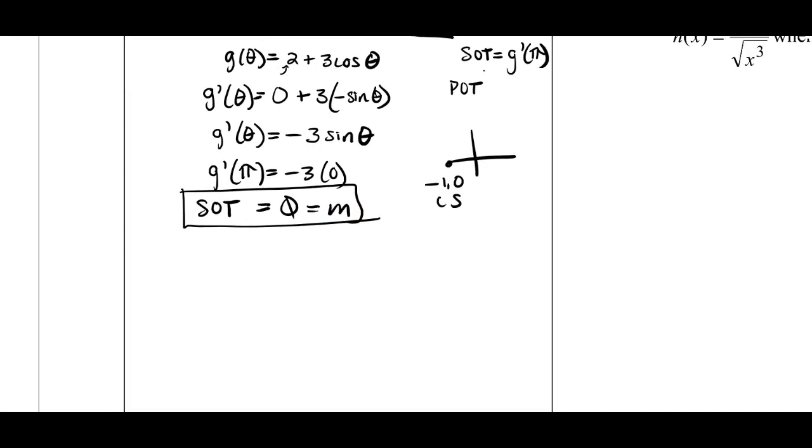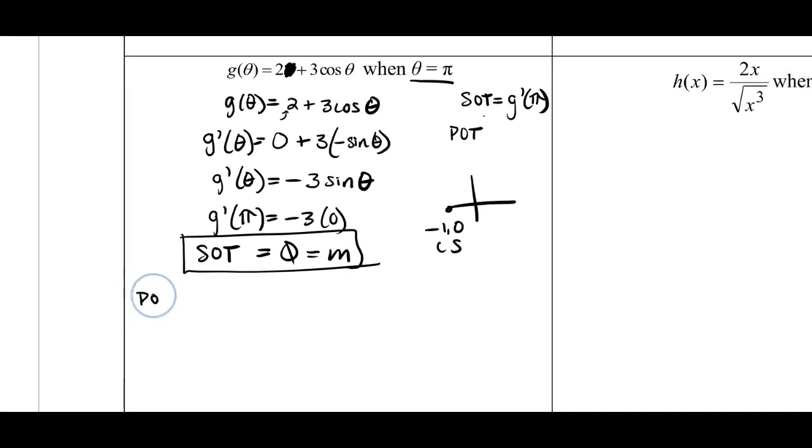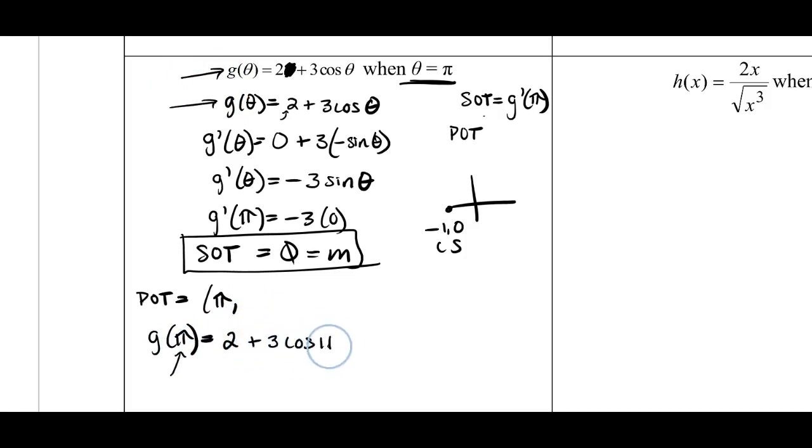Next, I need to find the point of tangency. Well, the x point, or the theta point of tangency, is given to me. It's pi. But the g point of tangency, I'll find by evaluating my original function at theta equals pi. So that's going to give me 2 plus 3 cosine pi. Cosine of pi is negative 1.